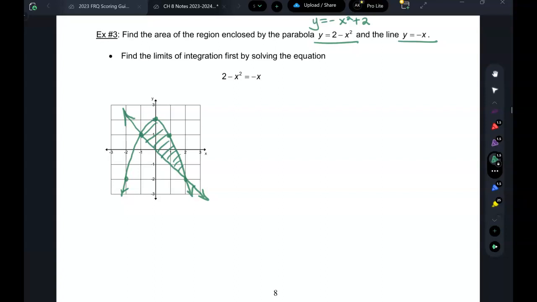Okay, so we need to find the limits of integration before we can integrate, so we want to find out where they intersect. Now, I graphed this very nicely, but what if you didn't graph your parabola as accurately? Well, we want to see where they're equal to each other. If I set them equal to each other, I have a quadratic, which factors very nicely to get x equals 2 and negative 1.